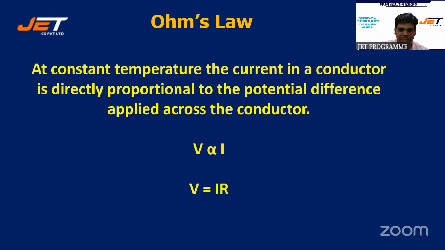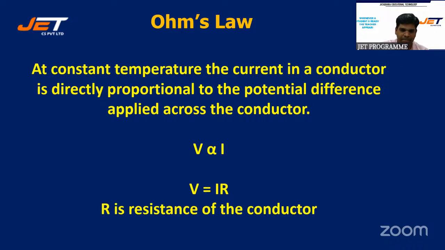That proportionality constant, if we take it, is R. V is equal to IR, where R is the resistance of the conductor. All right. So at constant temperature, the current in a conductor is directly proportional to the potential difference applied across the conductor. So from there I get V is equal to IR, where R is the resistance of the conductor.